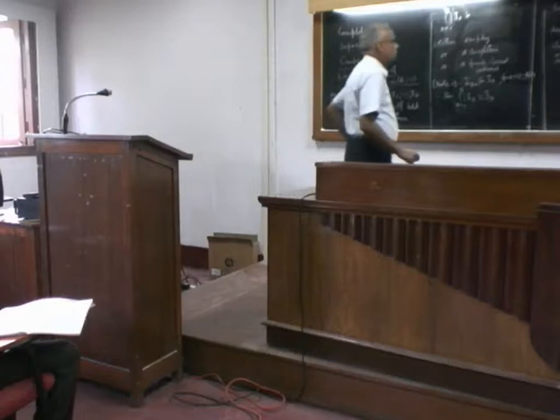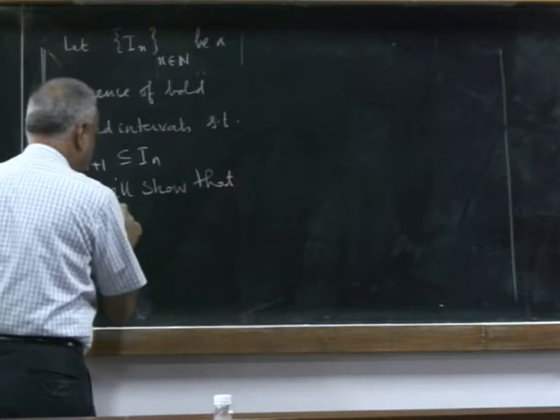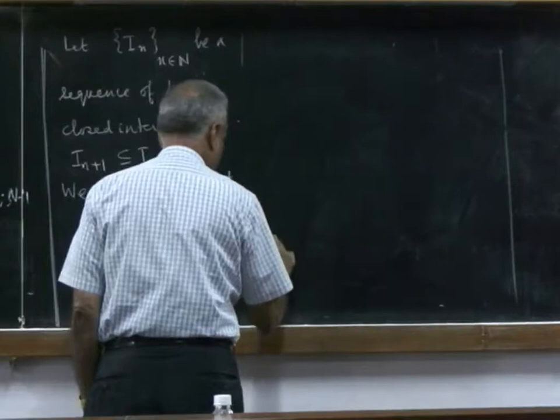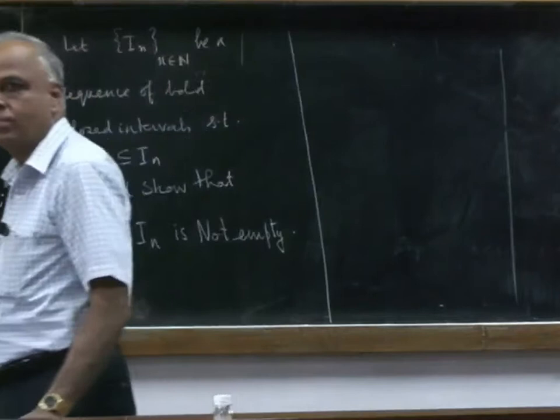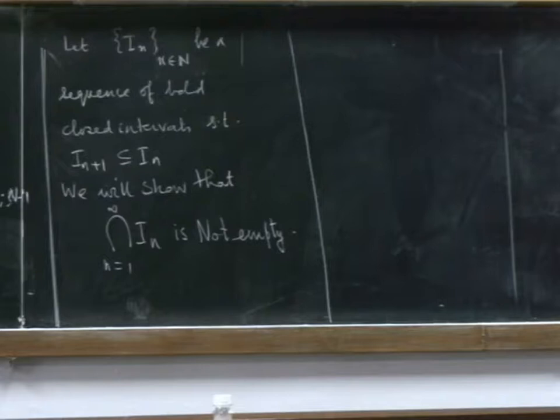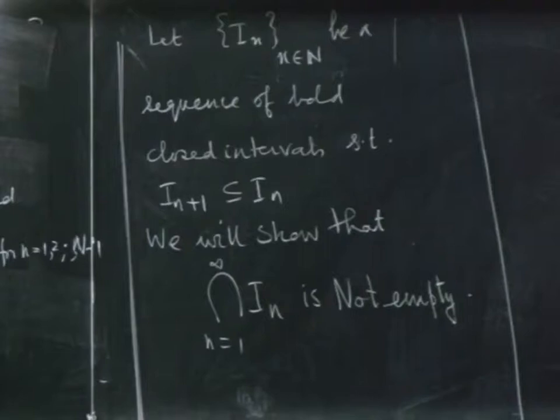Okay. So, we will show the intersection of In for n equal to 1 to infinity is not empty. When I say closed intervals, I mean they are [an, bn]. There could at worst be a singleton. I say closed intervals, so they will be of the form [a, b], they are bounded, where a may be equal to b, it does not matter. Okay, so that is one of the properties which we will see.